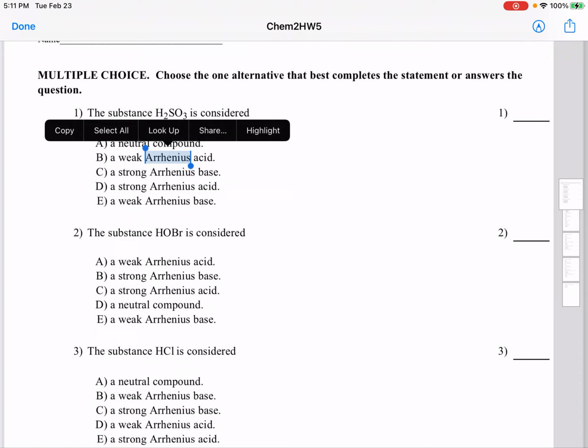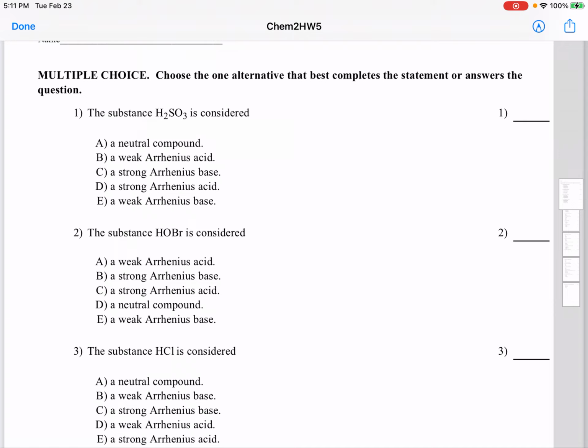The substance H2SO3 is considered. H2SO3 is sulfurous acid. So you need to figure out whether it is a neutral compound, weak Arrhenius acid, strong Arrhenius base, Arrhenius acid, strong Arrhenius acid, or a weak Arrhenius base.